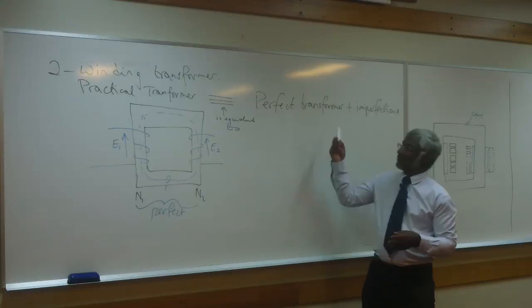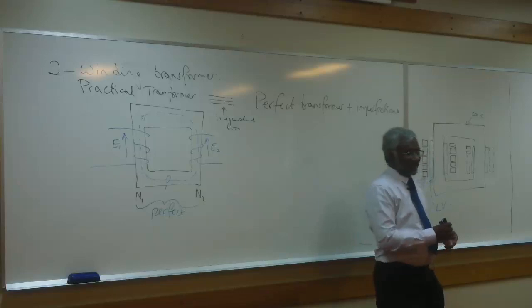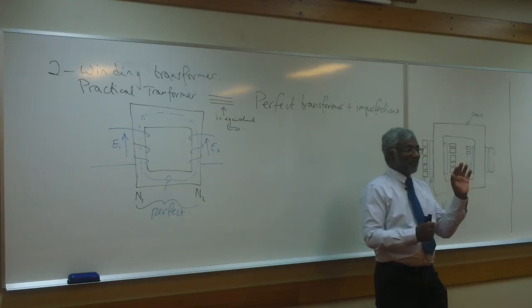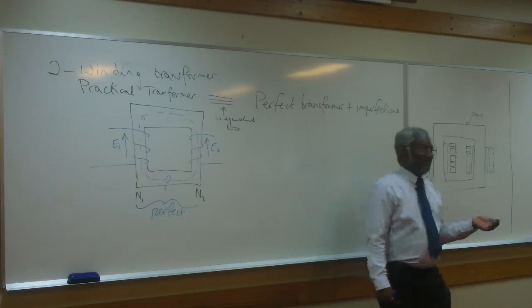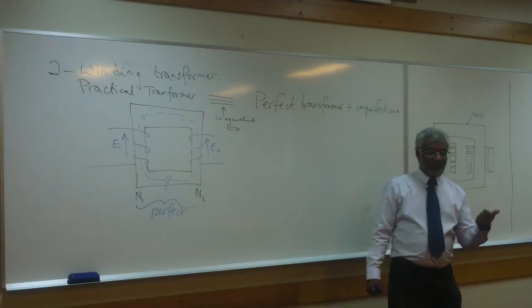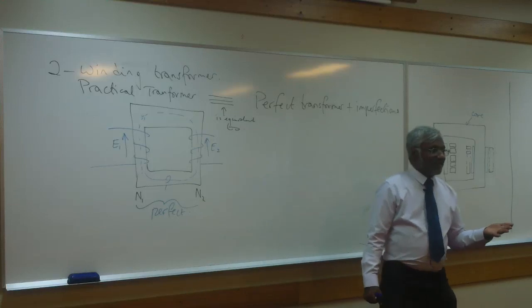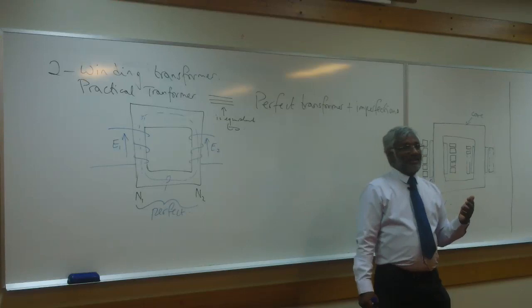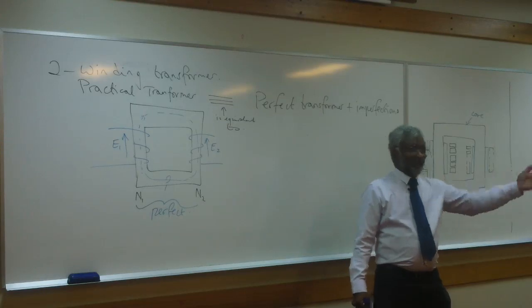What imperfections do you have in a transformer? Remember, when we talk about these things, it's always good to go back to those 5 elements that we talked about, because everything is going to be represented by them. The perfect voltage source, perfect current source, resistance, inductance, capacitance. So whatever you say, it has to relate directly to those.